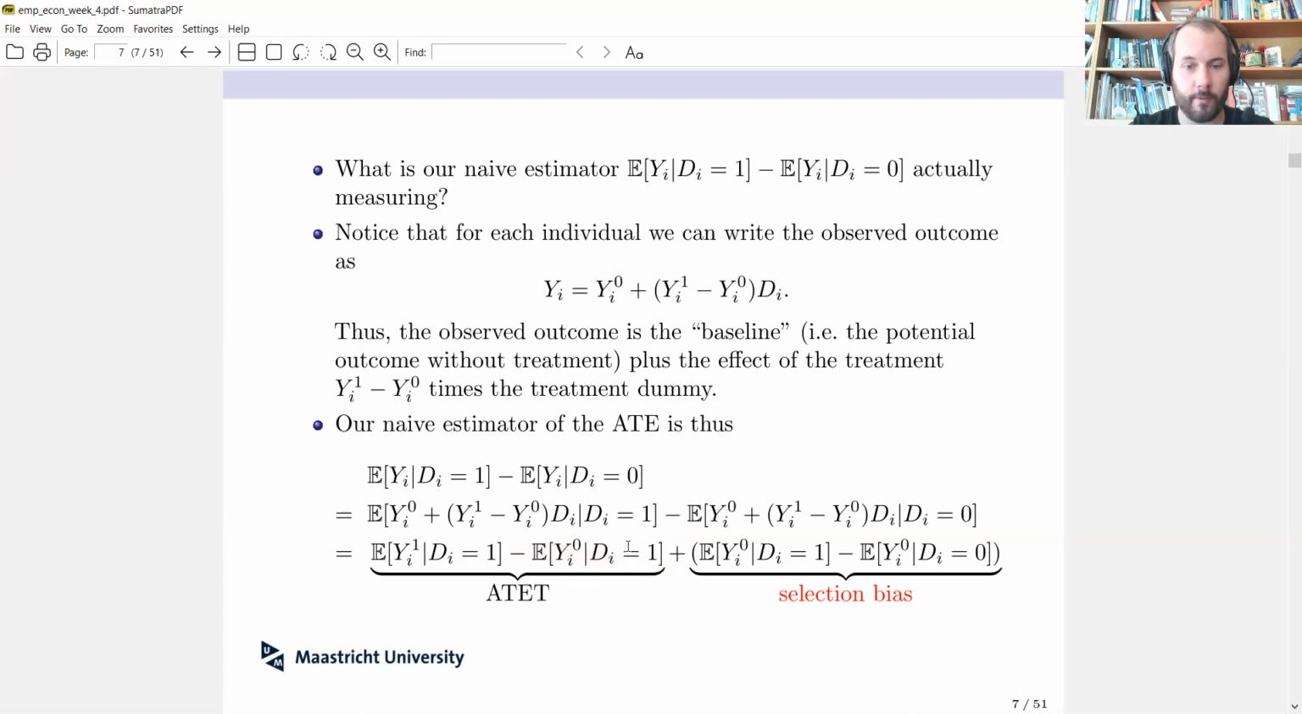So you see here, we are looking at the people that receive the treatment, that are going to the hospital, but we want to observe their average potential outcome without going to the hospital. That's impossible. And similarly here, we want to look at the people that go to the hospital, but we want the yi0. Impossible. That's a counterfactual. We cannot observe this. So we can neither observe this nor this, so we cannot disentangle them.